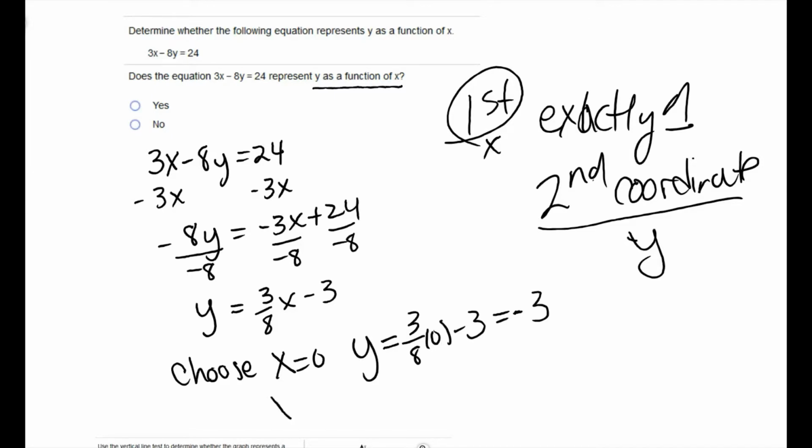So if we choose a different value of x, will that also correspond to exactly one second coordinate? So I chose a second x value of 8. If we substitute that in, we would get the 8's canceling out to be 3. 3 minus 3 is 0. And we get, once again, one second coordinate. So no matter what value of x we choose, we're going to substitute into this equation and just get one value of y. So this is a function.